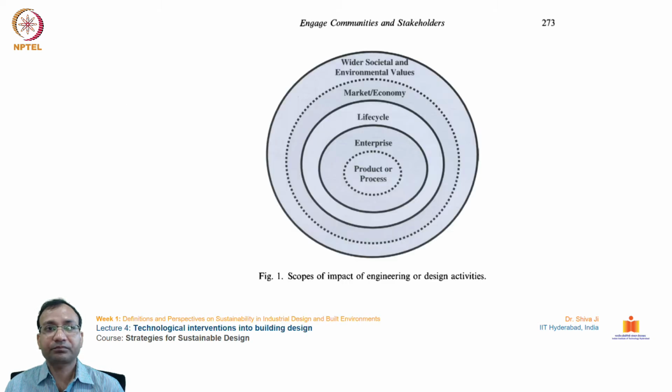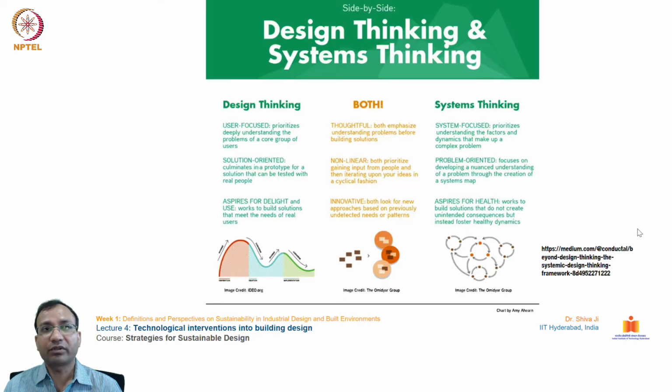So let's see. This figure gives the scope of impact of engineering or design activities. It starts from products or processes, goes to the enterprise level, then the life cycle level, then the market and economy, and then wider societal and environmental value systems. This is how it progresses over a longer period of time. It engages the community and the stakeholders, and this is how it progresses.